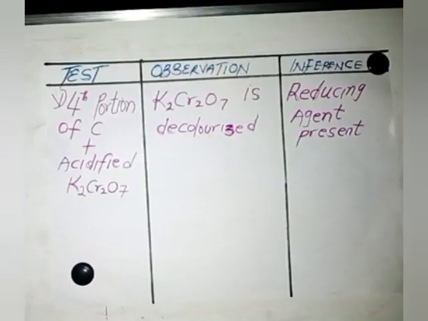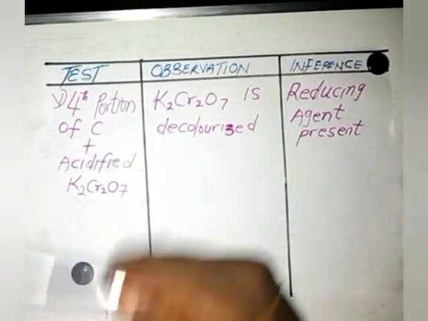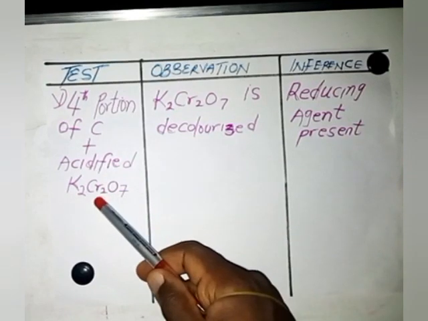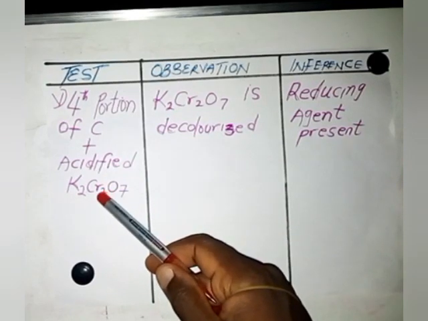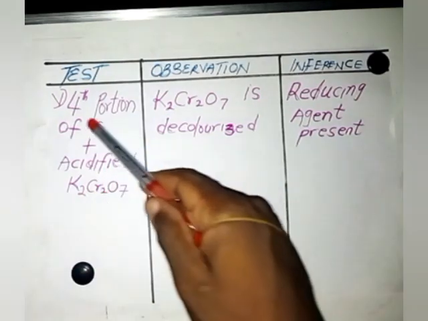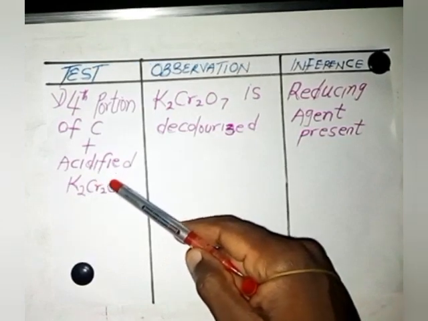So I'm going to add this last test for this salt analysis. So I decided to add this one. So I'm going to assume that the sample was divided into 4 portions. So yeah, I'm saying fourth portion of C plus acidified K2Cr2O7. We know that this is an oxidizing agent, right? The color is orange.